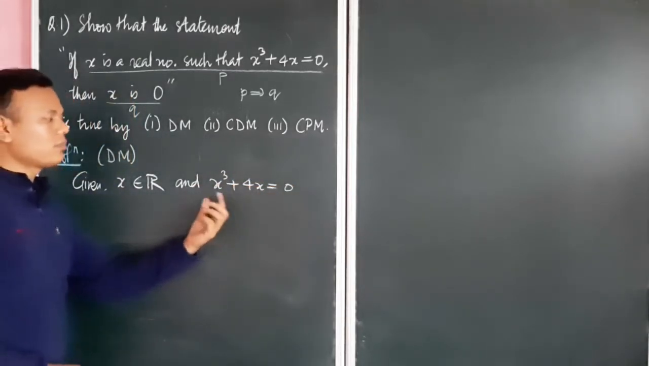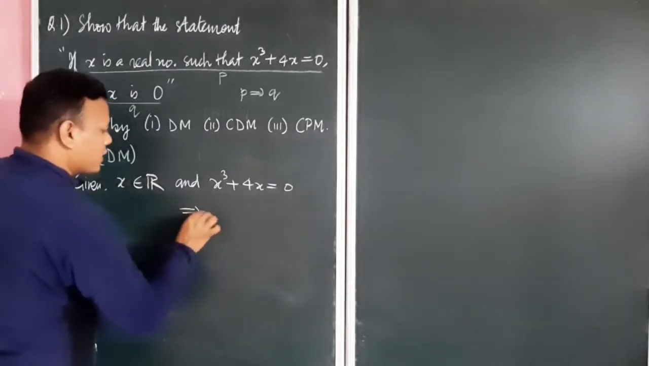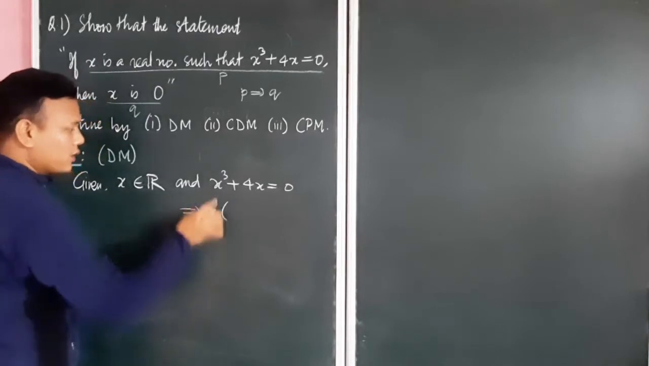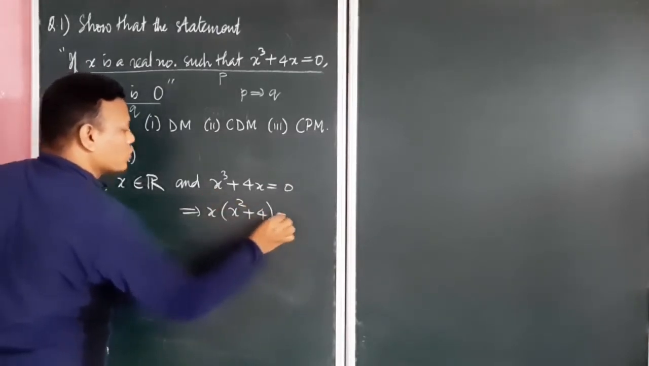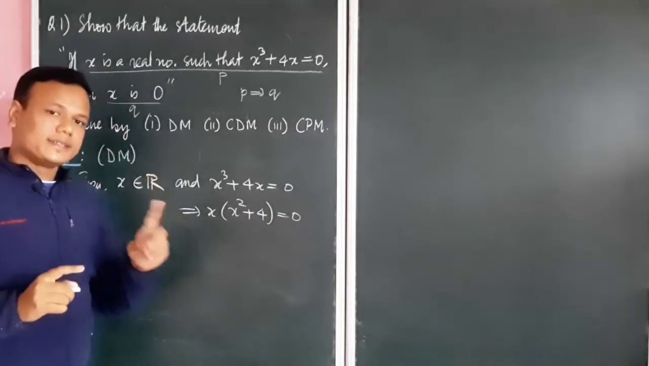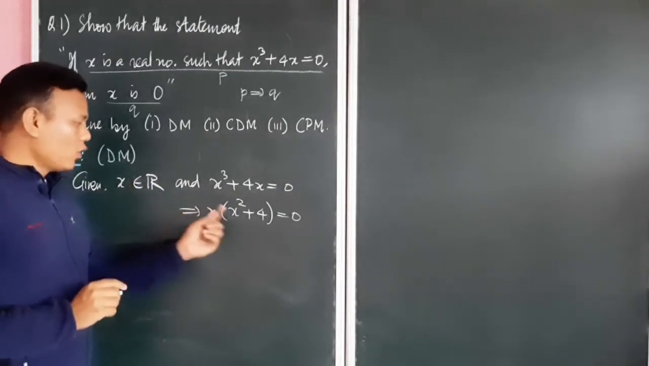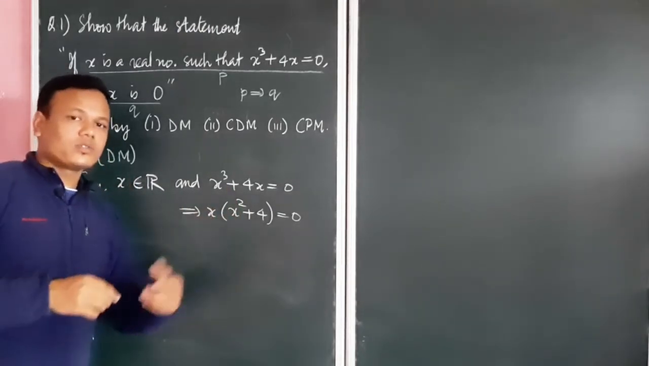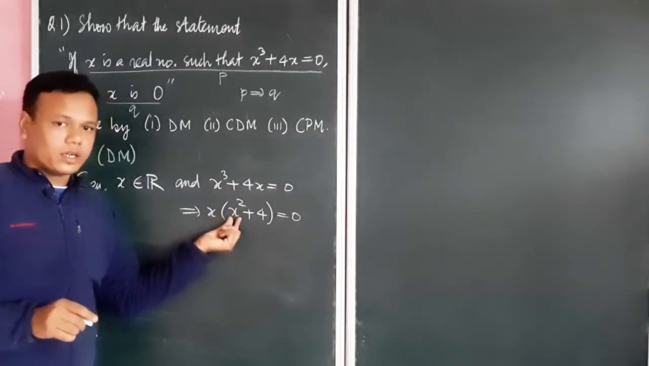Now can you see something common out here? Yes, x is common, right? So if x is taken outside, we have x square plus 4 equal to 0. Now we know that x is a real number, right? Now if x is a real number, then its square is always going to be non-negative, so this is a positive quantity now.